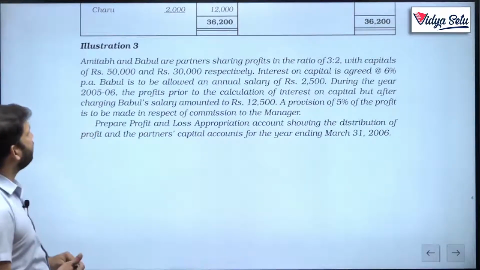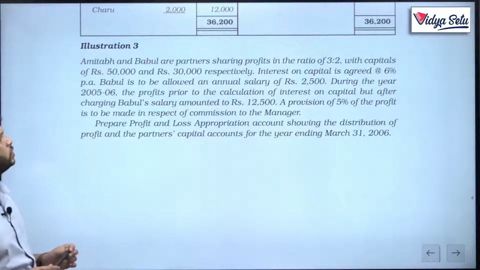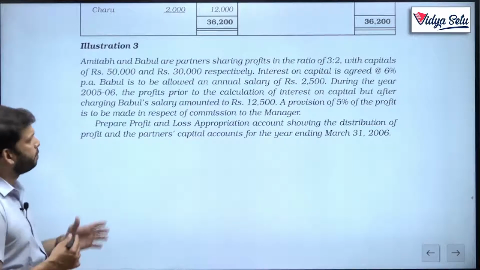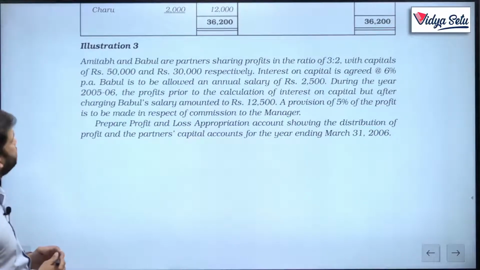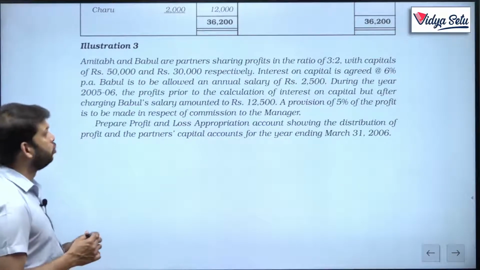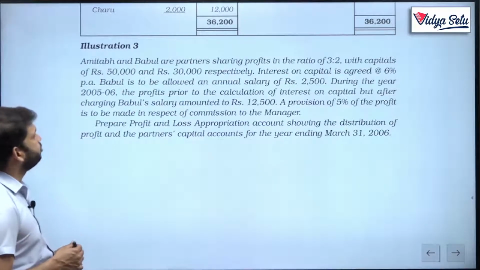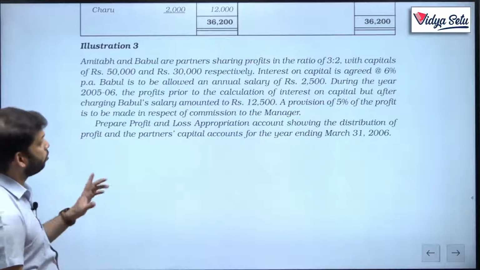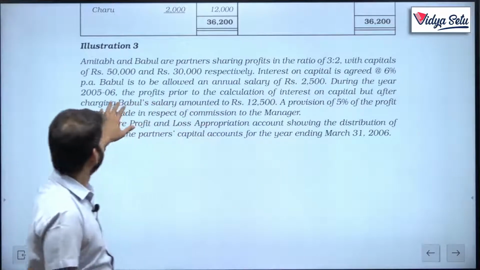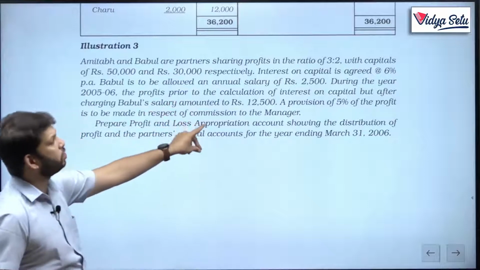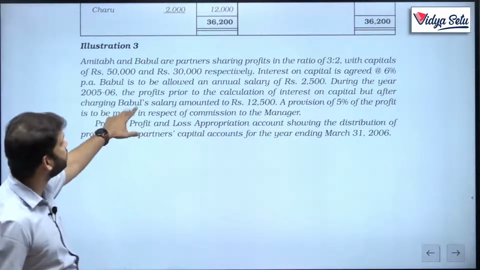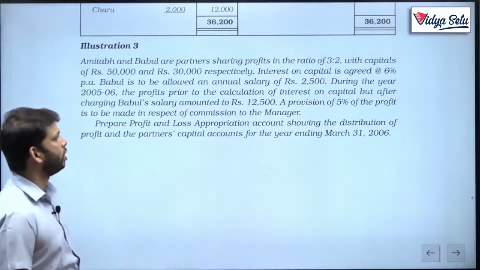Here, Amitabh and Babul are partners sharing profits in the ratio of 3:2 with capitals of rupees 50,000 and rupees 30,000 respectively. Interest on capital is agreed at the rate of 6% per annum. Babul is to be allowed an annual salary of rupees 2,500. It is not monthly. During the year 2005-06, the profits before charging interest on capital, but after charging Babul's salary, amounted to 12,500.